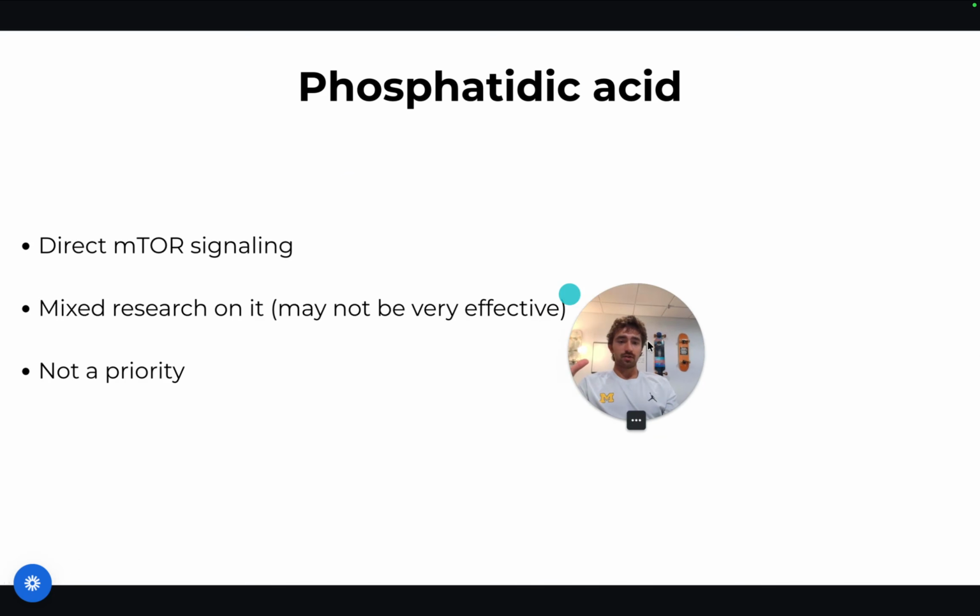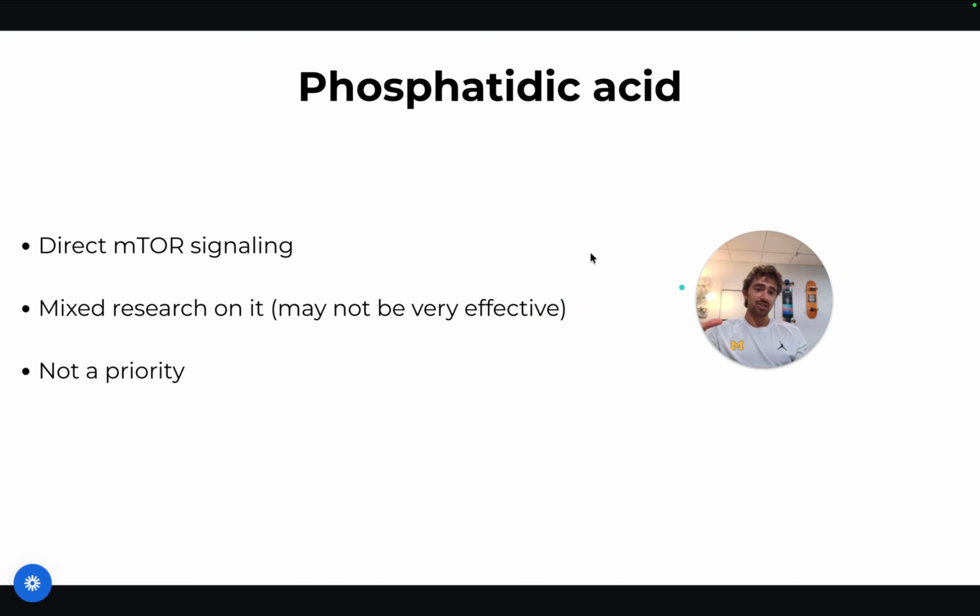And then these are a little bit more niche things you could do, like phosphatidic acid. This is a direct mTOR signaling supplement that you can take. And there is mixed research on this. I don't take this myself. There are some things that show it's pretty effective, some things that don't. So it's not really a priority for me. But I did want to put this in the video if you want to look into this yourself. Just want to put that out there.